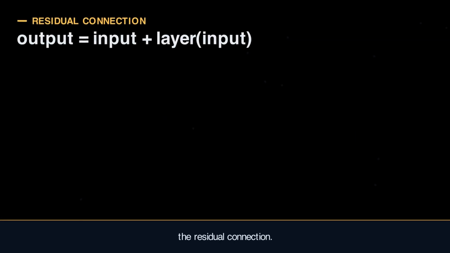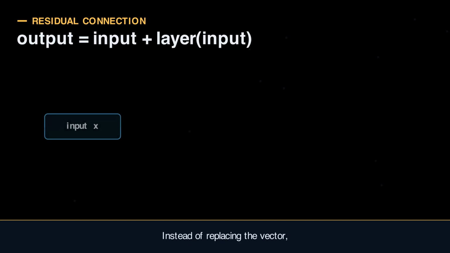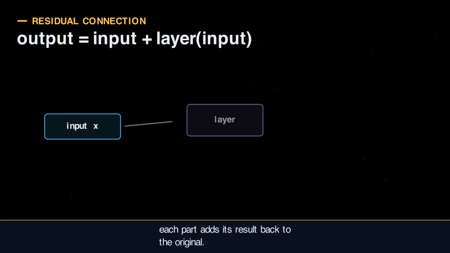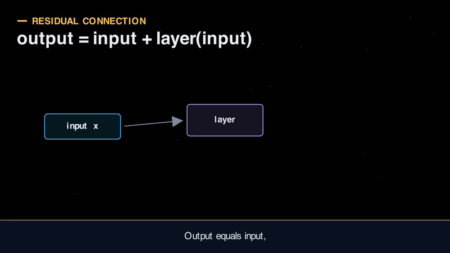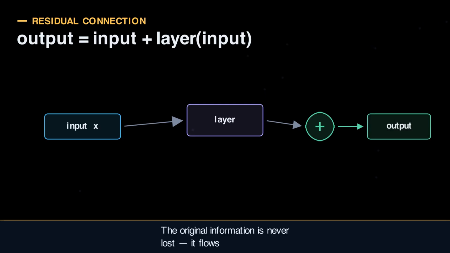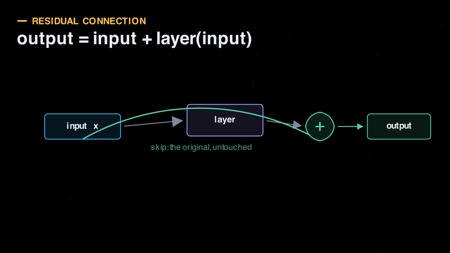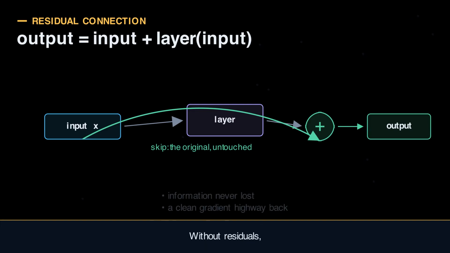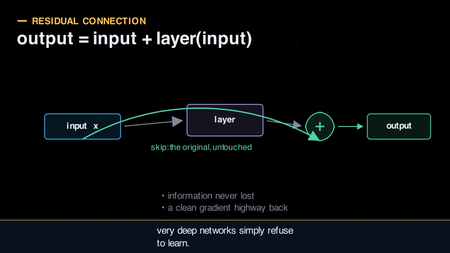First, the residual connection. Instead of replacing the vector, each part adds its result back to the original. Output equals input plus what the layer computed. Why? Two reasons. The original information is never lost, it flows straight through. And during training, gradients get a clean highway all the way back. Without residuals, very deep networks simply refuse to learn.